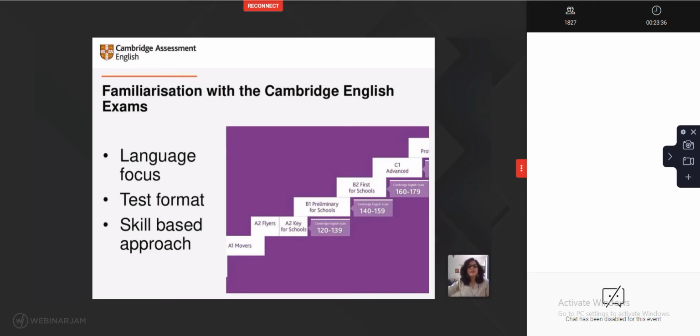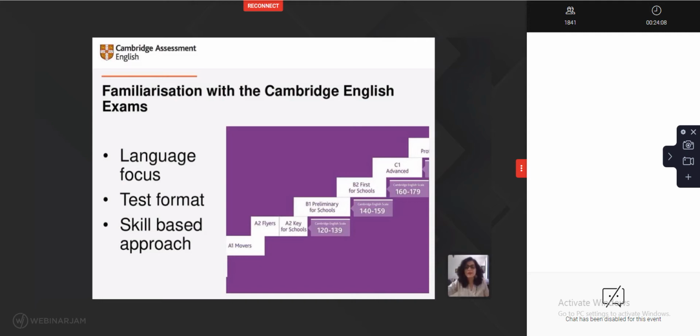You need to familiarize yourself with three aspects of the exam at that particular level and belonging to that particular vertical. So first is, what is the language focus? Now I'm going to elaborate on each of these areas, so you don't have to worry. I'm not going to breeze through it. So first is the language focus. The second is the test format. So what is the exam pattern? What is the test format?